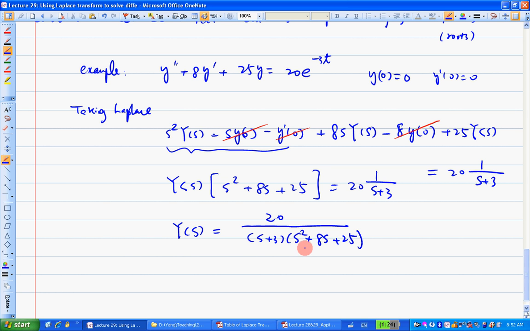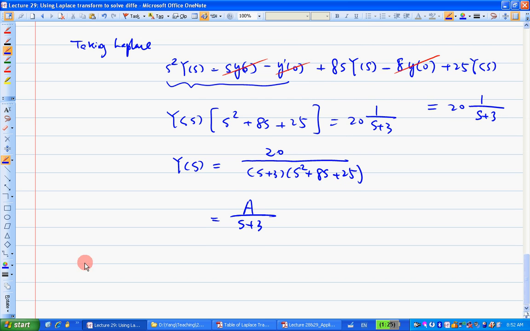Coming to this stage, the next step is to decompose this Y of s, right? Now you look at the bottom here, the denominator. You have a simple pole here, basically the s plus 3, and that's case number 1. So you will have a decomposed term, let's say A over s plus 3. That's what we do like in case number 1. So the question is the second one here, this s squared plus 8s plus 25.